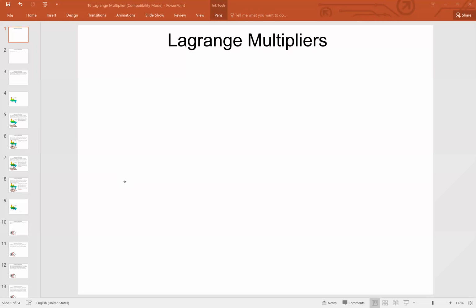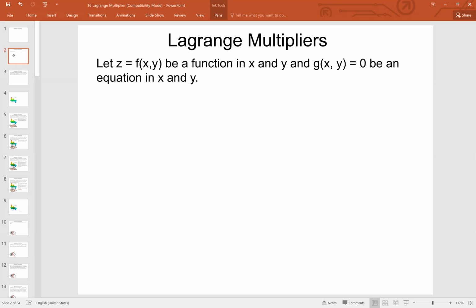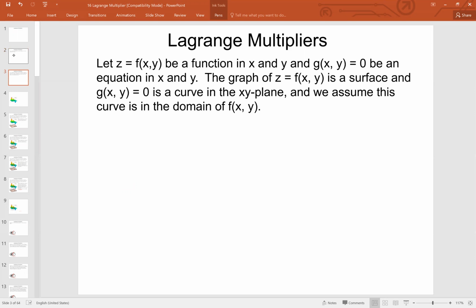Hello everyone, this is Professor Ma, and this is the introduction to the section on Lagrange multipliers, which is another application using the gradient, del, partial x, partial y. So the basic Lagrange multiplier is an optimization problem, that is, find the highest value and lowest values.